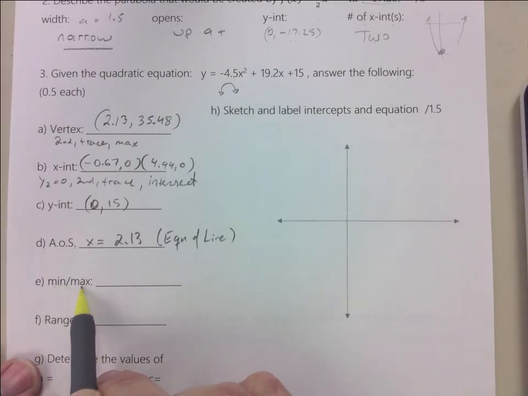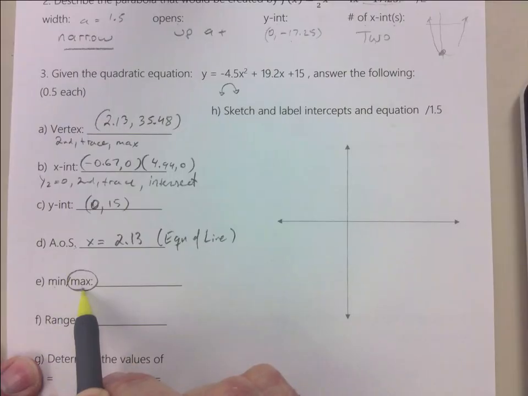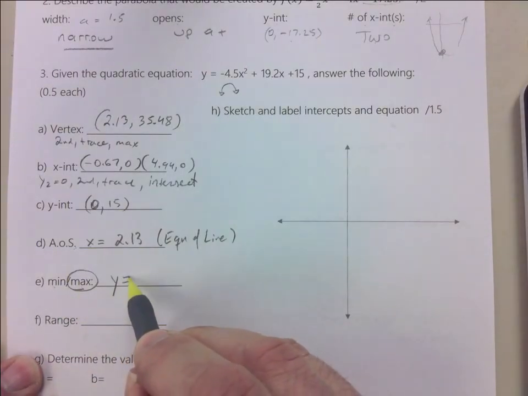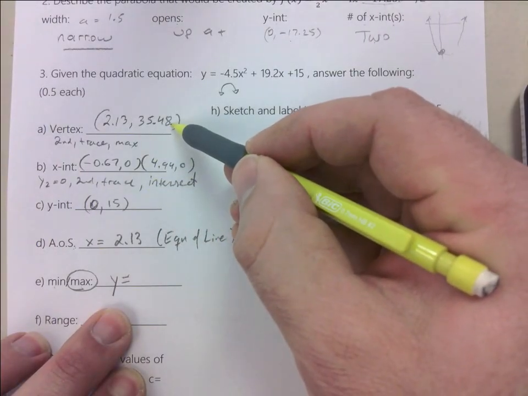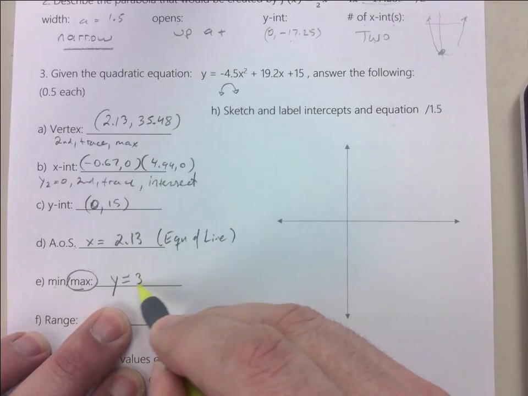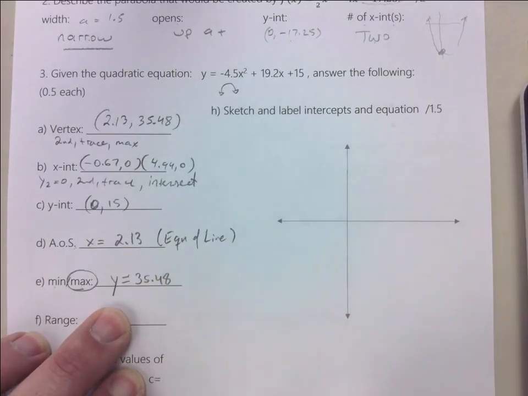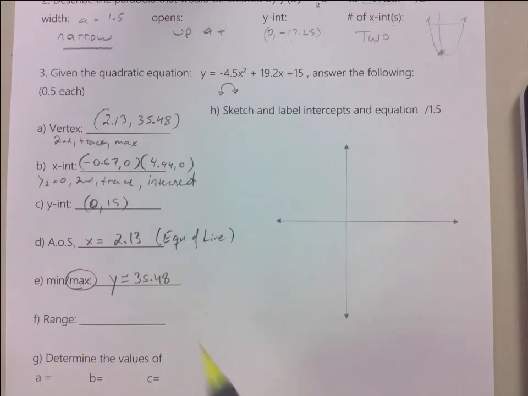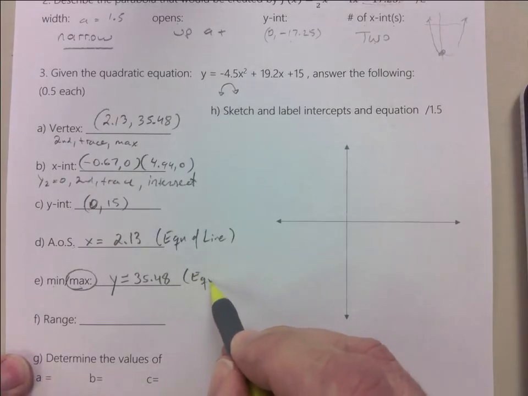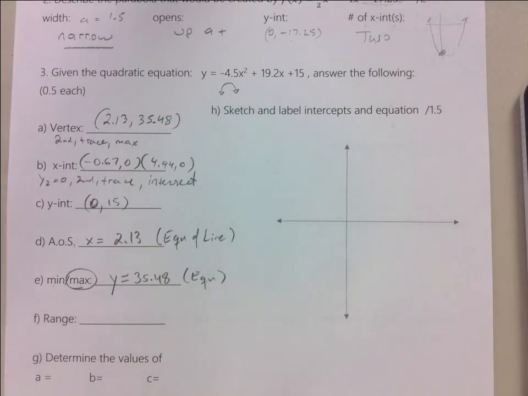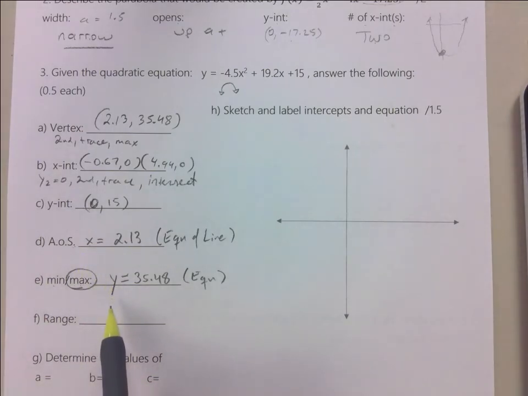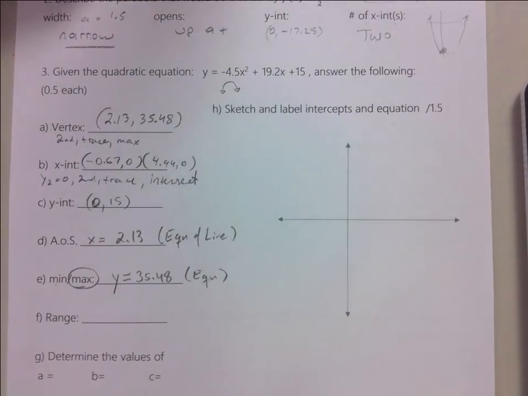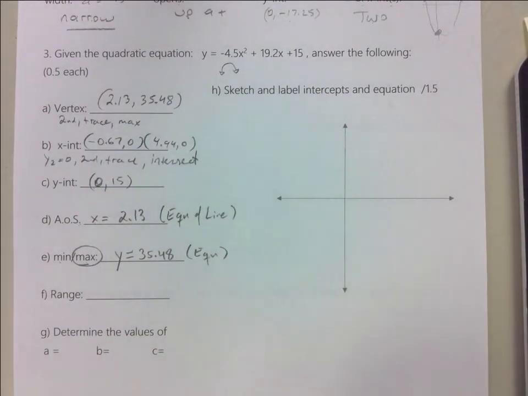Equation of min or max. In this case, we have a max. So that is also given to me by the vertex. So you just go and grab the y value of the vertex, and that's 35.48. So this is an equation, okay? So don't just put a number down, write down the equation. If today you missed it, that's not a big deal. But moving forward, that's what I want you to do.